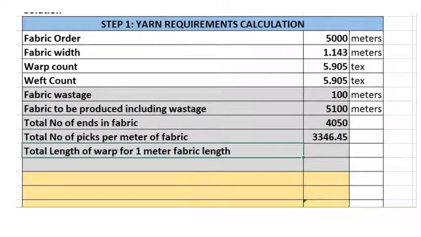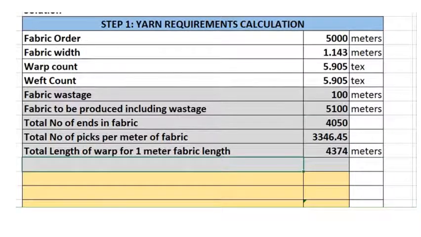Next is the total length of warp required for 1 meter length of fabric. With this 1.143 meters width, the length is 1 meter. So for producing 1 meter of fabric, what is the length of warp required? So it is the total number of ends into 1 plus crimp percentage. Additionally, along with the crimp, you can see this calculation in the warp yarn requirements. It is already seen, so I'm not going into the details here. It is also in meters.